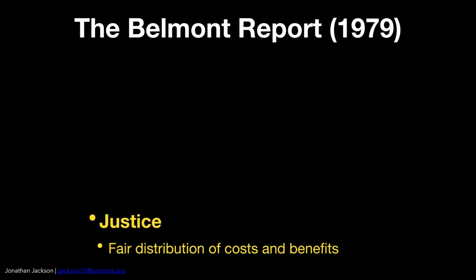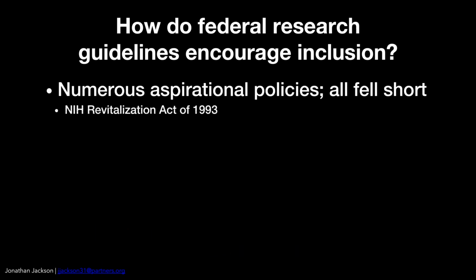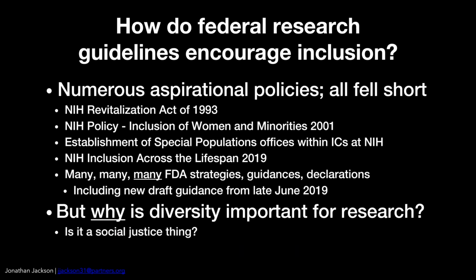We are still working on this concept of justice, as is reflected by measures of diversity and inclusion. Now, when it comes to thinking about diversity and inclusion, what are the federal research guidelines? What are we obligated to do in this space?